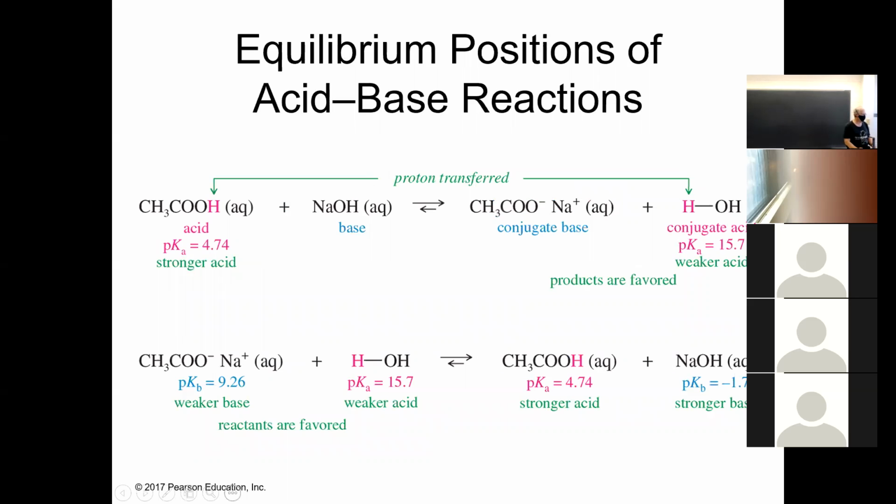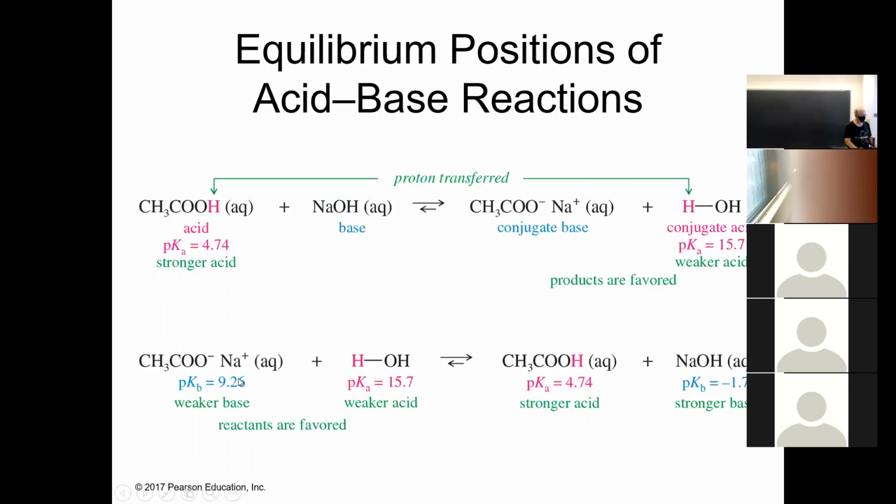In this example, we have acetic acid reacting with sodium hydroxide. We can compare the acid pKa's. The acetic acid is 4.74. Water is 15.7, a larger pKa, so water is clearly the weaker acid. So that's going to favor the products.